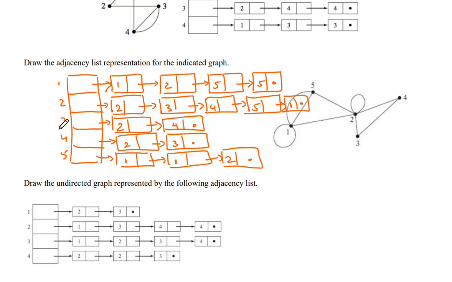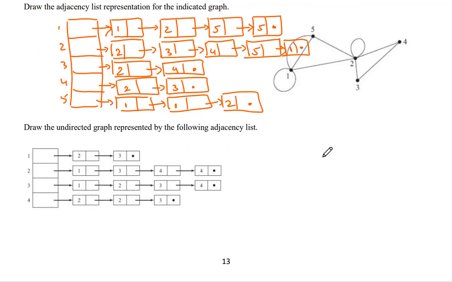So 3 is connected with 2 and 4. 4 is connected with 2 and 3. And 5 is connected with 1 twice, and then 2. Here is the last example here. The list is represented. We need to draw the graph that represents this list.